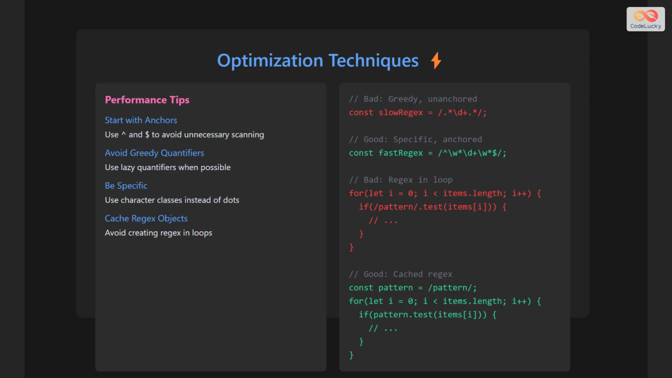In the code example, the first regular expression is greedy and unanchored, which makes it slow. The second regular expression is specific and anchored, making it faster. In the loop example, the regex is created in each iteration, making it slower. The cached regex example avoids recreating regular expression objects, thus making it more efficient.